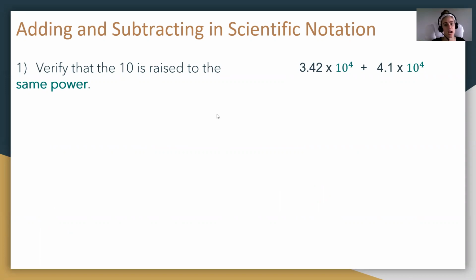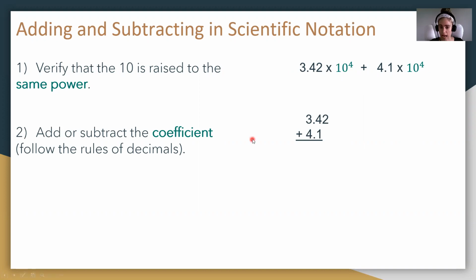Whenever we need to add or subtract in scientific notation, the first thing we must do is verify that both of ours are raised to the same power. This is important. It's kind of like terms. We need them to be alike. Both of these numbers are raised to the 4th power. When that happens, I get super excited because that means they are ready to go. I don't have to change anything. I just have to add. So that's exactly what we're going to do, just add.